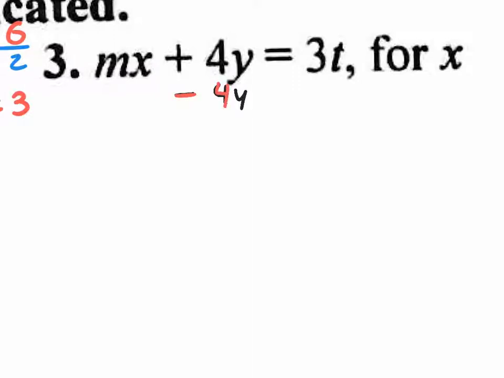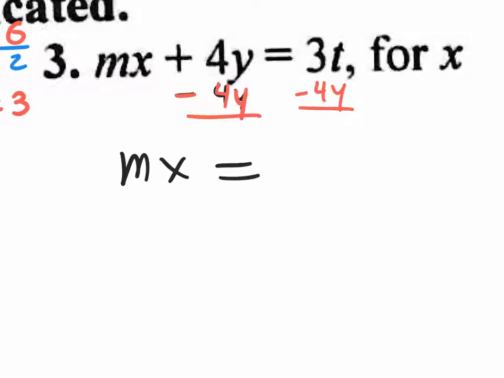Now you can't really divide by 4 because that won't get rid of the entire thing, right? So what you do to one side, you do to the other side, you're going to subtract 4y over here. So what do we have left? We have m times x equaling, could I actually do 3t take away 4y? Those are not like terms, so I need to rewrite it. And I want to write it exactly the way it looks, 3t minus 4y.